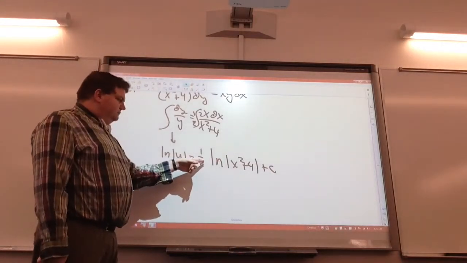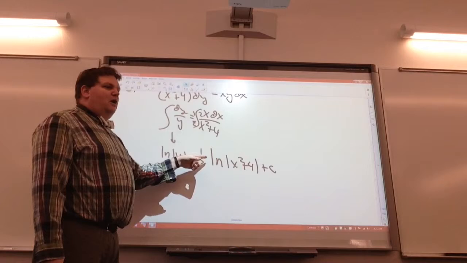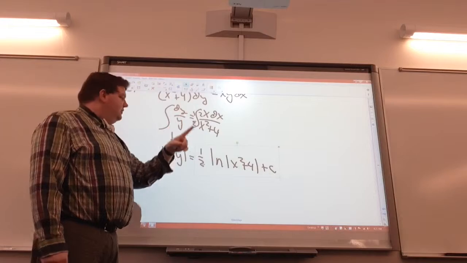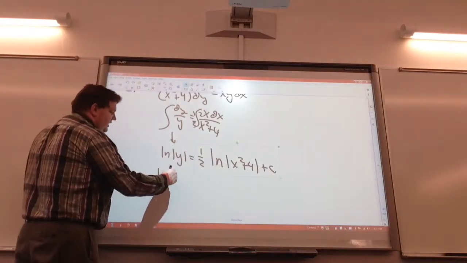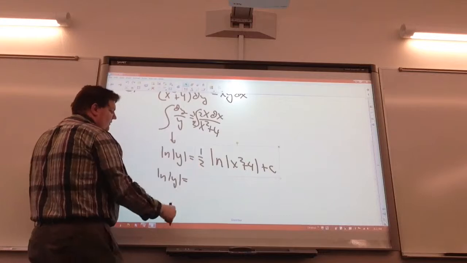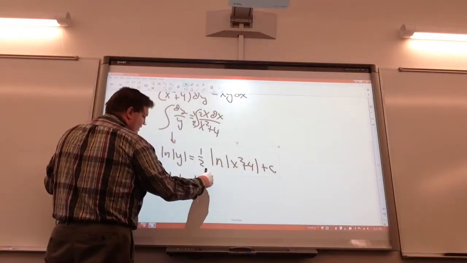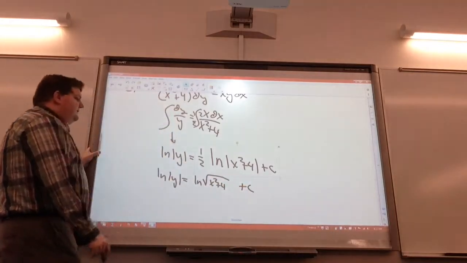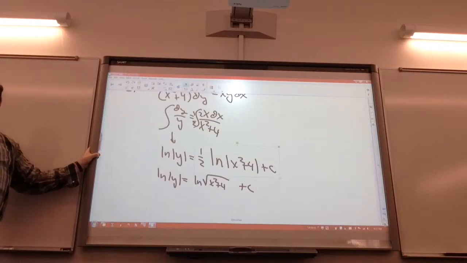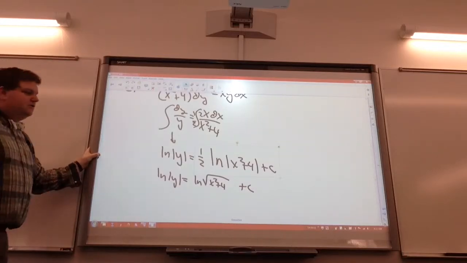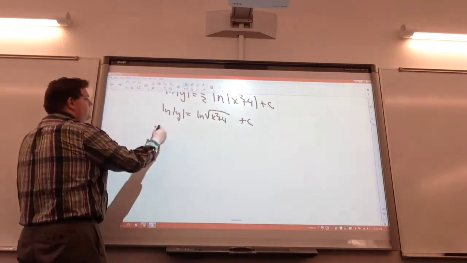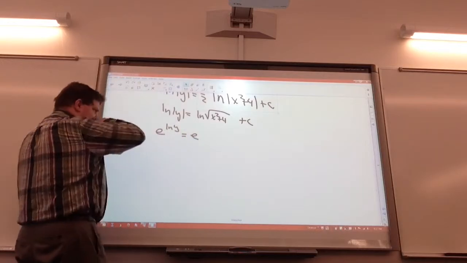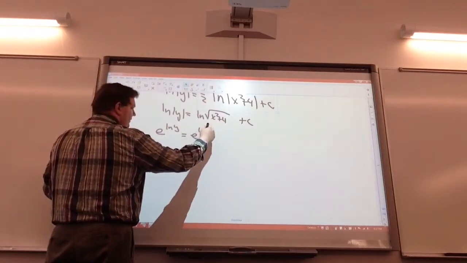What you would do is you would essentially use properties you know about logarithms, move that up and make it the exponent of that there. So this thing would become natural log of y equals the natural log of the square root of x squared plus 4 plus c. Then to get rid of the natural log, we take everything and make it an exponent of e. That's how you get rid of natural logs. So would we have to keep doing those steps? Generally, no. Okay. Most times on the AP, you don't have to do all these steps. Okay.